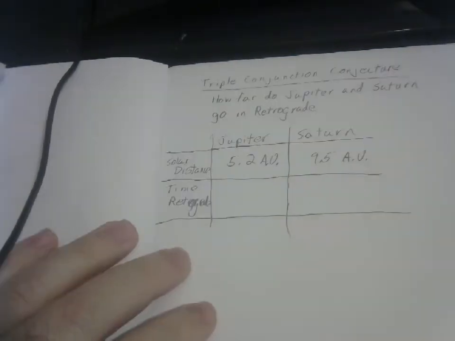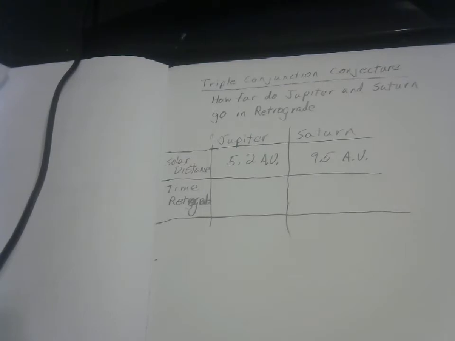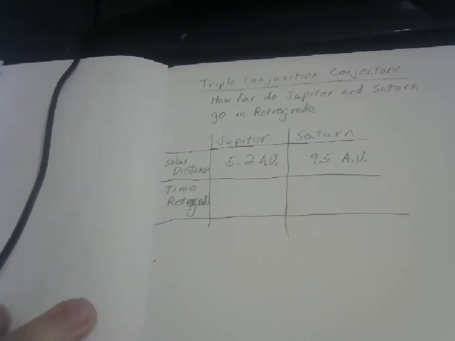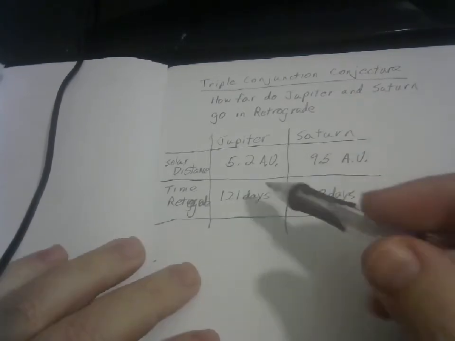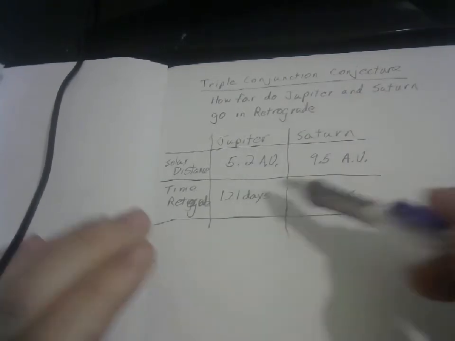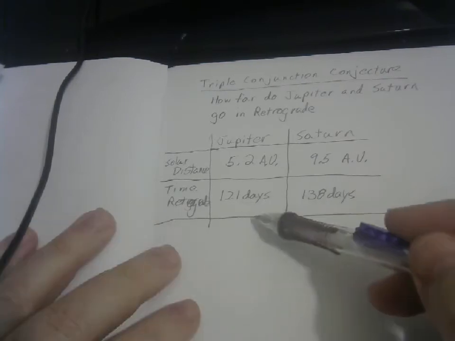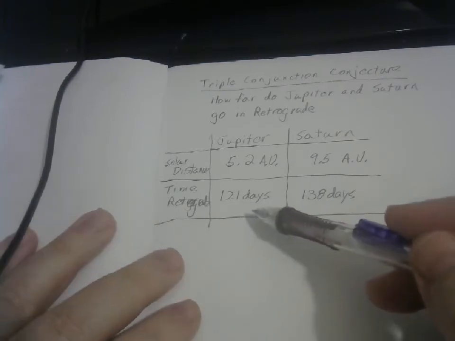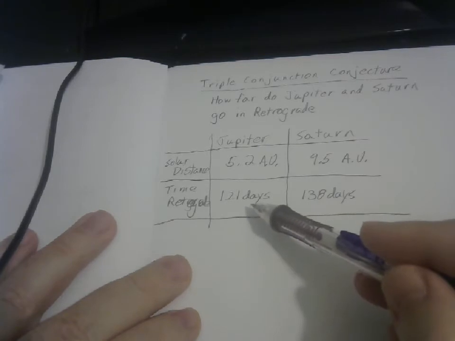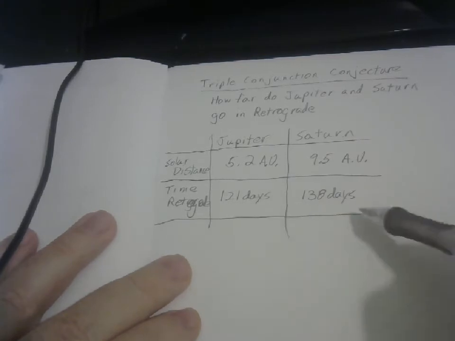Next, I want the amount of time that they are retrograde, and the reason I'm choosing this is because I couldn't find anything that told me the angle subtended during their retrograde time. But I did find this, and I'm hoping I can calculate it from this. On Wikipedia, under the retrograde motion page, Jupiter goes 121 days in retrograde and Saturn goes 138 days.